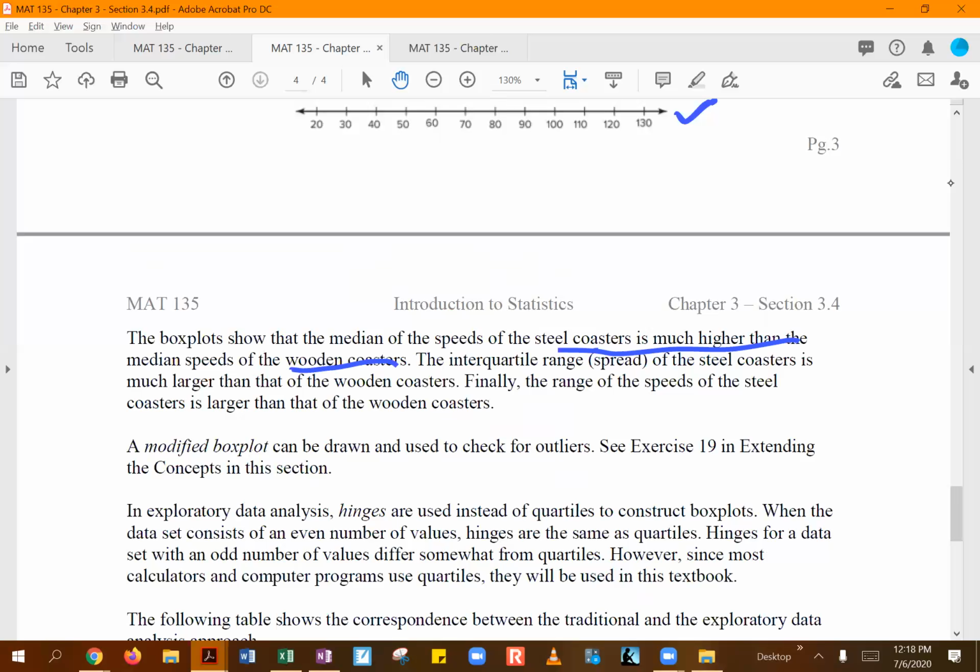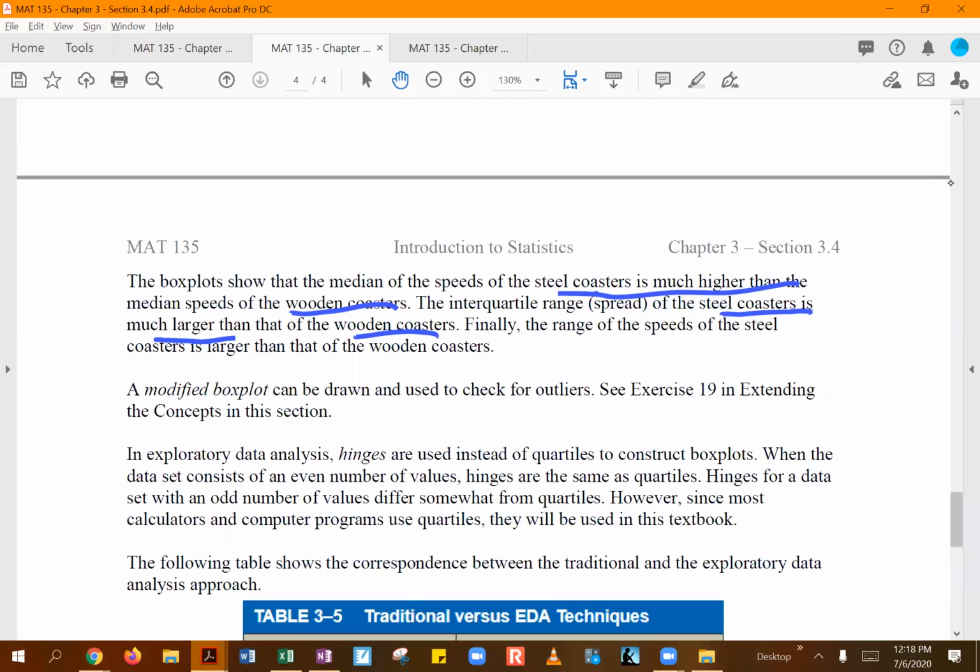The interquartile range, or the spread of the steel roller coasters, is much larger than the wooden roller coaster. So we know that set is more variable. And they're saying finally the range of the speeds of the steel roller coasters is larger than the wooden roller coaster. So they're also looking at range. They're looking at interquartile range. And then of course, they're also looking at the median values.